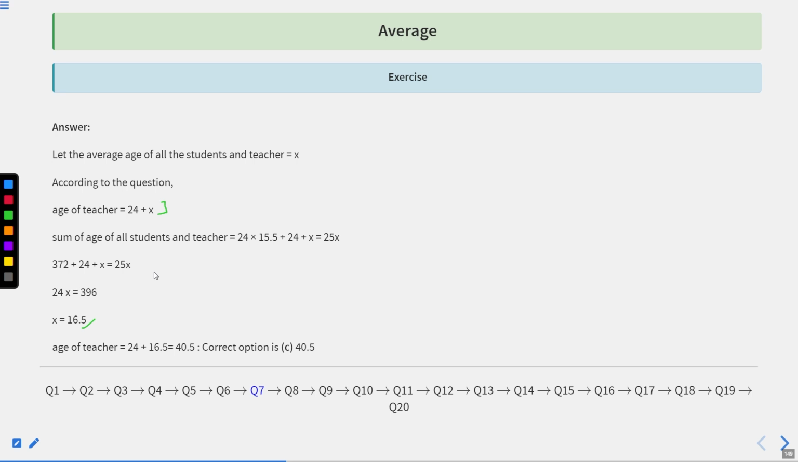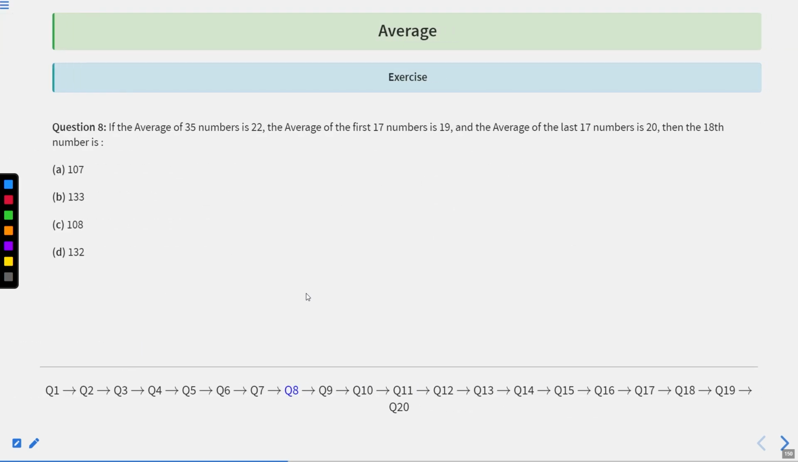Since the value of x is obtained, I can substitute it in this equation to obtain the age of the teacher, and it will be 40.5. So the correct option here is option C, 40.5.